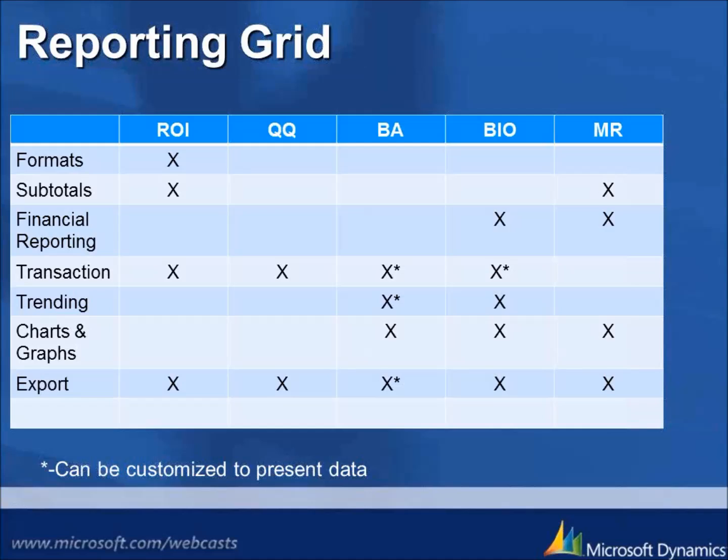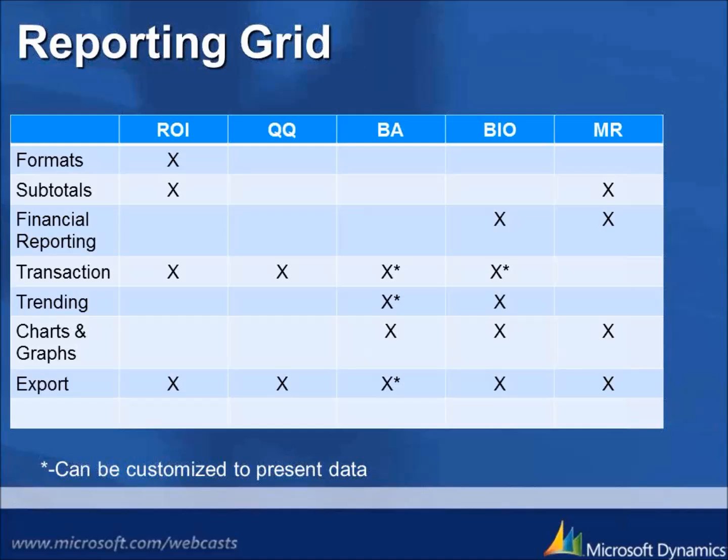The next, obviously, for financial reporting, you can see our selections there. If you're doing transactional type of reporting, again, ROI and Quick Query are probably your best bets, but you do have the ability to do it in those other areas and customize them as you need.